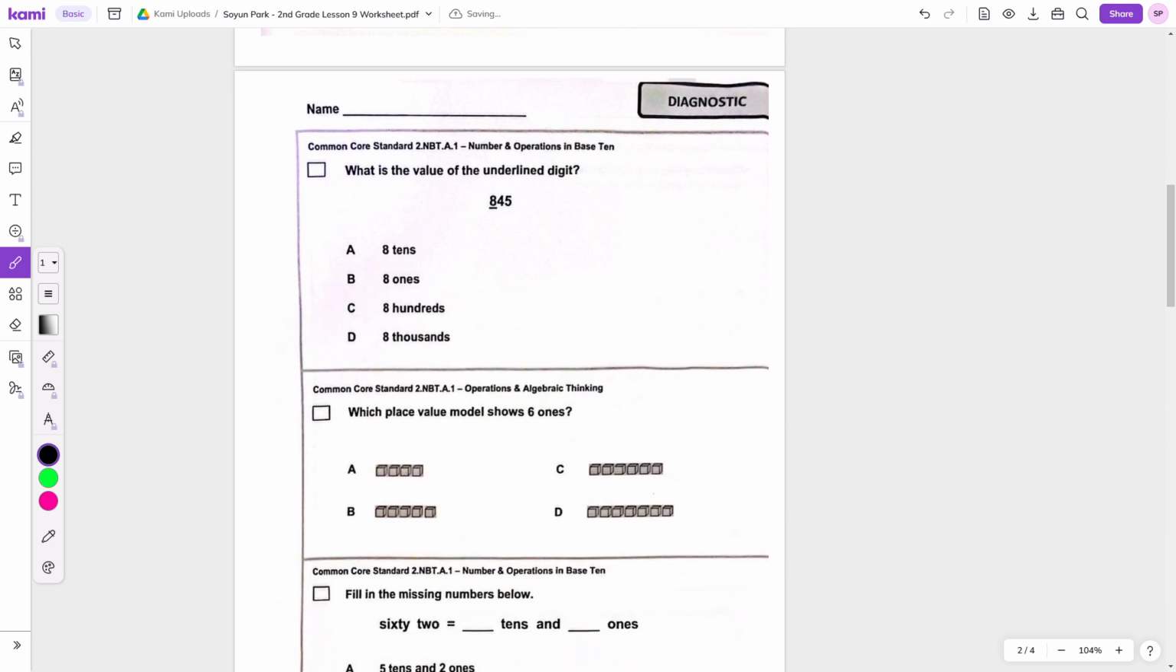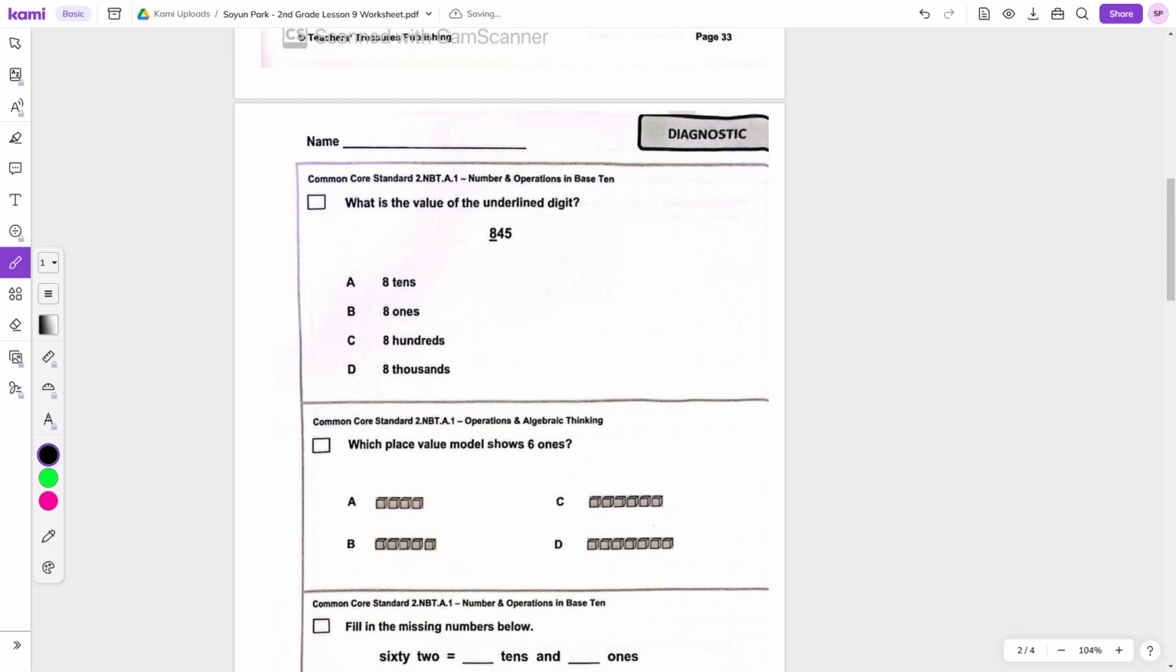Next page. What is the value of the underlined digit? So like what we did on the second question, the first one is ones, the second one is tens, and the third one is hundreds, right? And then the underline is below 8, so it'll be 8 hundreds, which will be C.